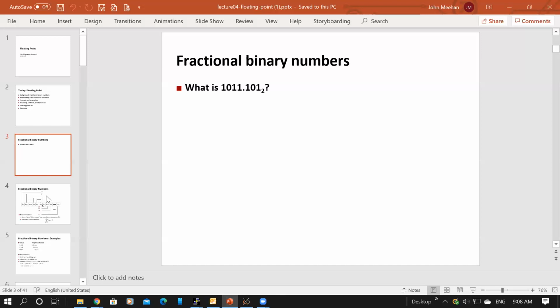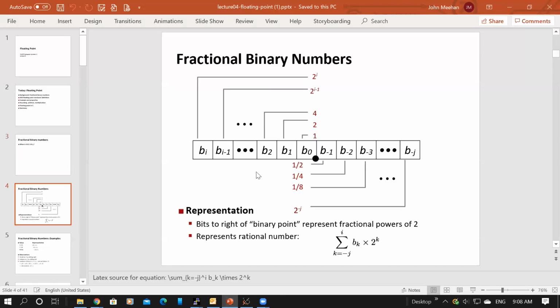So we look at the picture and we have our halves and our fourths and our eighths and on and on and on. 2 to the minus j, where we go out j positions there. And then to the left, it's just what you think it is, 2 to the first, 2 to the second, 2 to the third, those kind of things, right? As you go to the left.